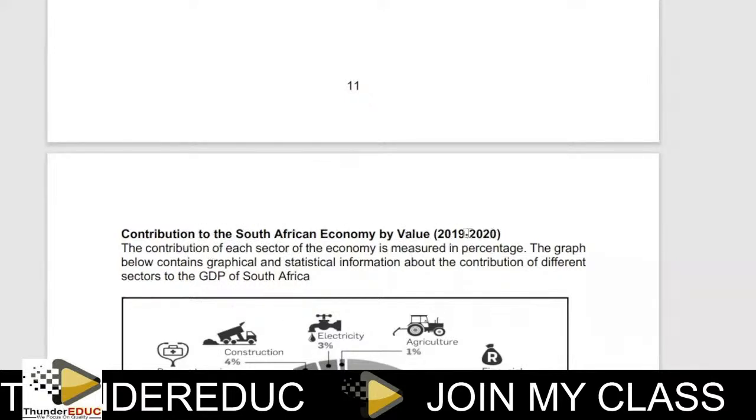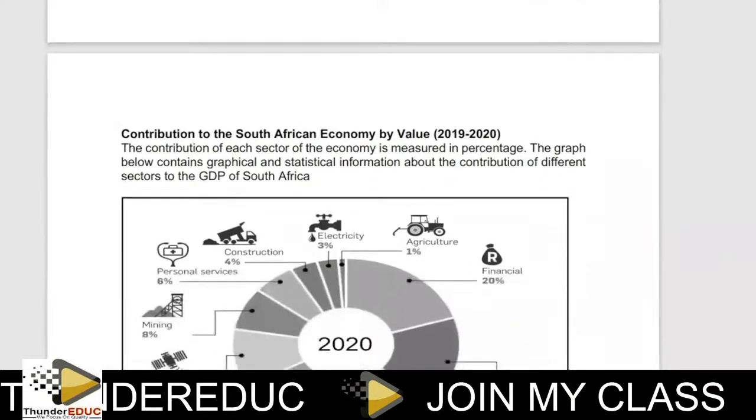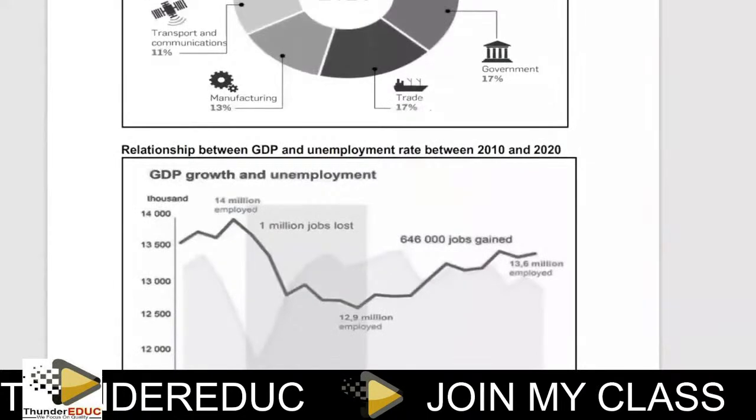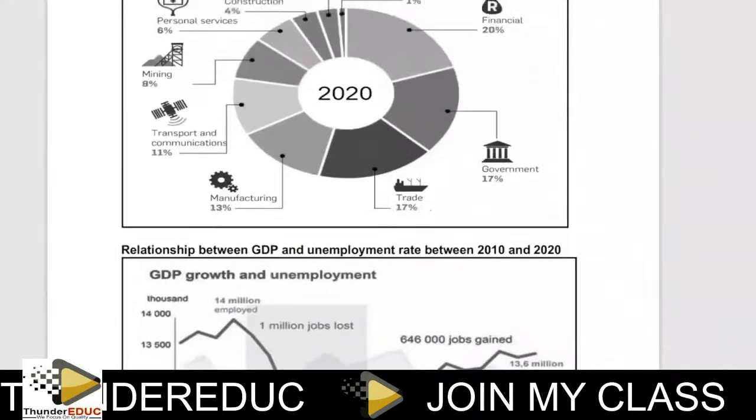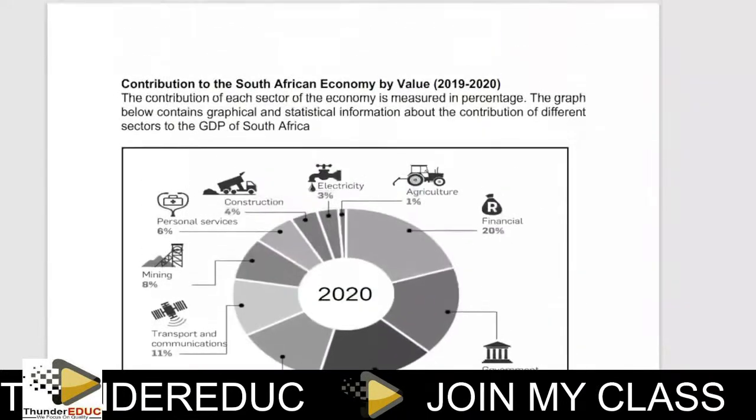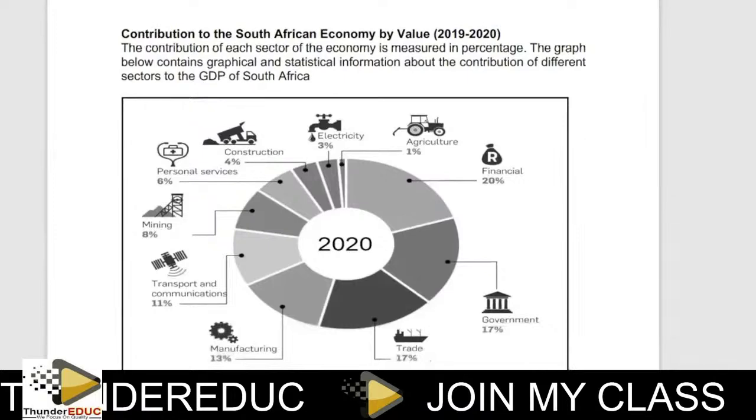between 2019 and 2020. If you remember 2020, we had a very big setback of COVID-19. So some factories closed down, some shops closed down. That means all the sectors of the economy were now being affected. This is what is happening. They say that in 2020, look at the statistics. In 2020, we look at each sector's contribution as it is measured in percentage.